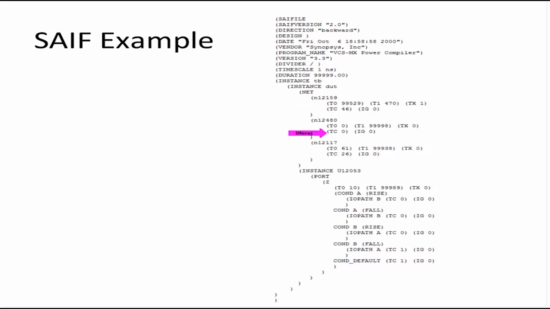This net's toggle count is 0. You can also see that it stays at 0 for 0 time. That's why obviously the toggle count would be 0. It never transitions to 0. All the time it stays at 1.